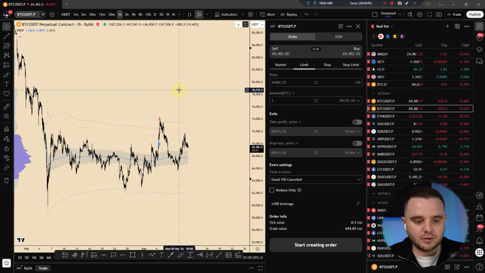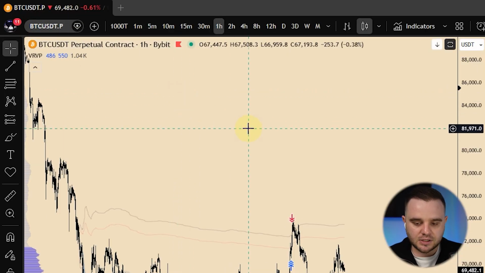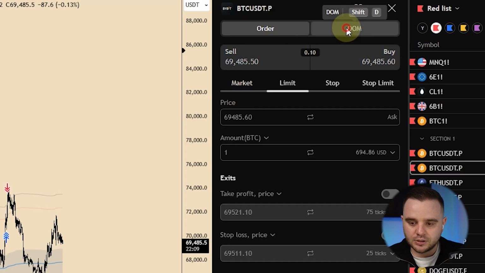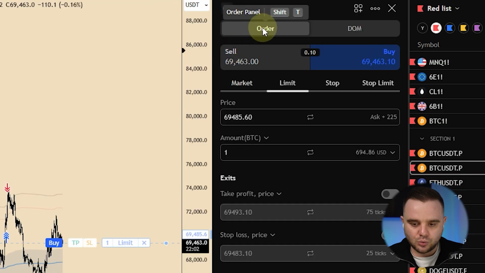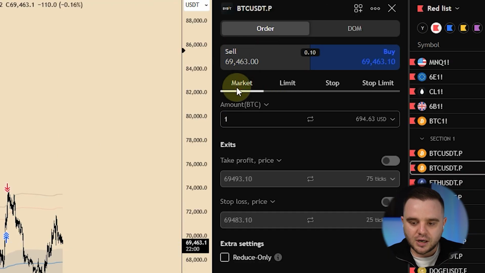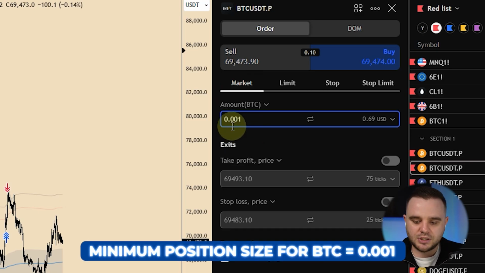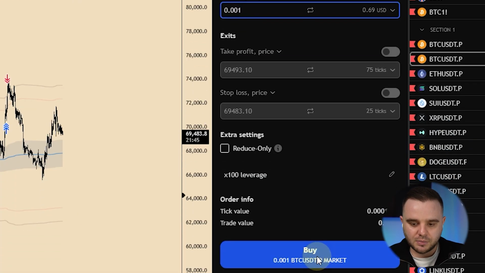Regarding trading, of course, you need to choose a coin. We open, as you can see, BTC. After that, let's assume that we would like to take a trade. You have order, you have DOM, depth of market. I honestly don't use depth of market here on TradingView. I don't like it. I use order. As you can see here, you have market. You can choose how much you would like to take on a market. The minimum position size on BTC is 0.1. When we press buy with market, we can automatically open it.